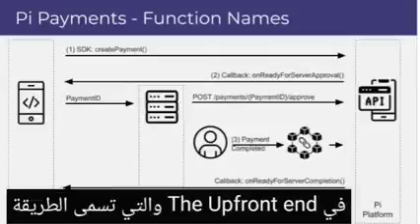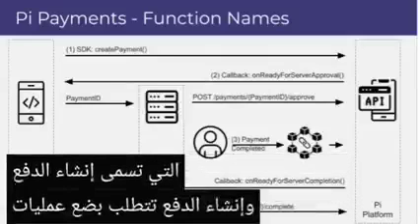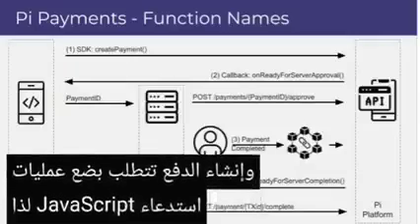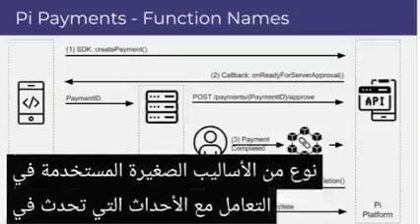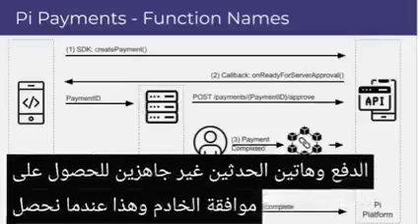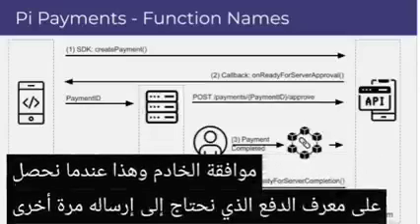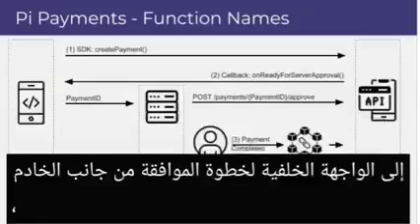And the app front end calls a method that's called create payment. And create payment takes a few JavaScript callbacks, so kind of small methods that are used to handle events happening on the payment. And those two events are onReadyForServerApproval. And this is when we get the payment ID that we need to send back to our backend for the server-side approval step.